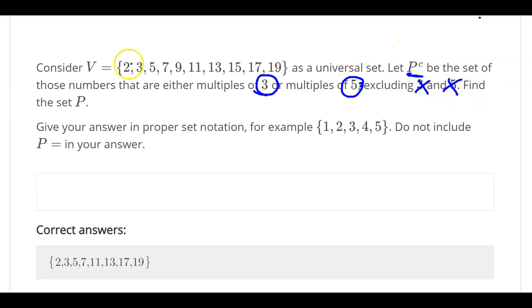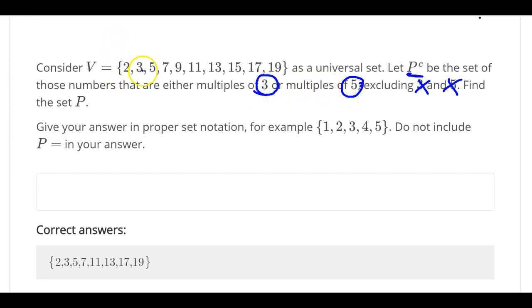What they're asking me to do is find set P. Remember how we find the complement? We simply strike off those elements from the universal set. The same concept applies here. So I'm going to look for the multiples of 3 and multiples of 5 and strike them out.